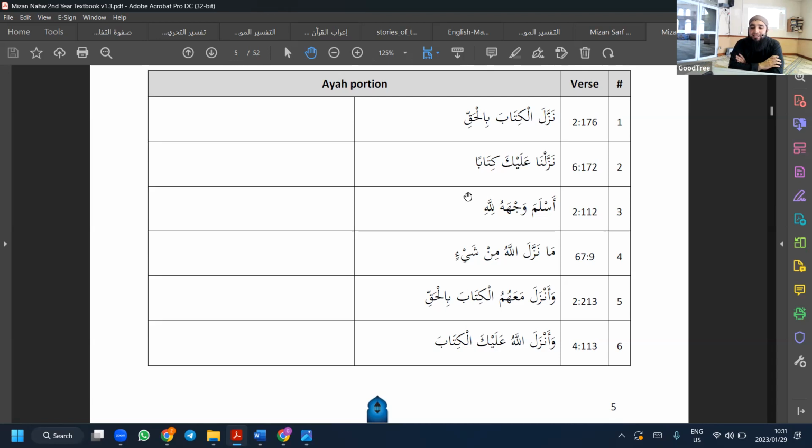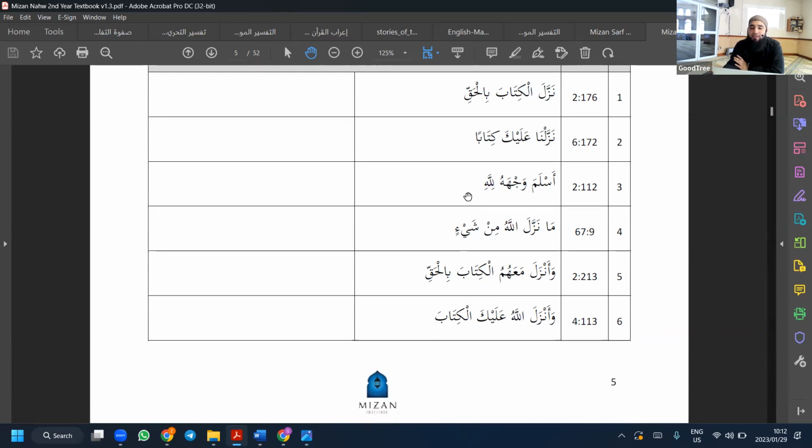نزل الكتاب بالحق. The fa'il. How do we find it? Is there anything at the end of the verb? No. Anything to the left? الكتاب is in nasb. بالحق is harf al-jarr and ism majrur. Nothing in the raf. So where is it? Inside. هو inside. Right.